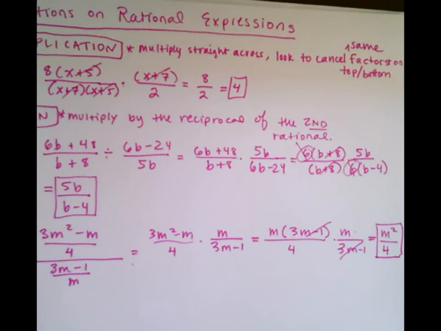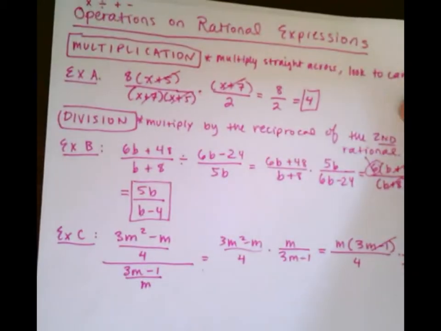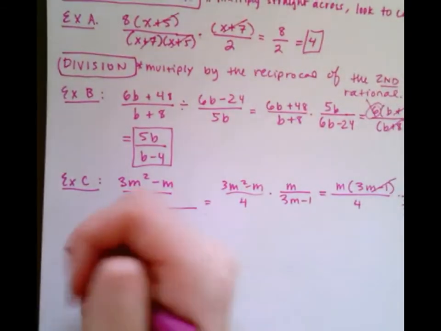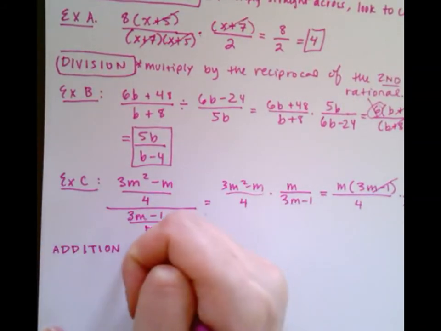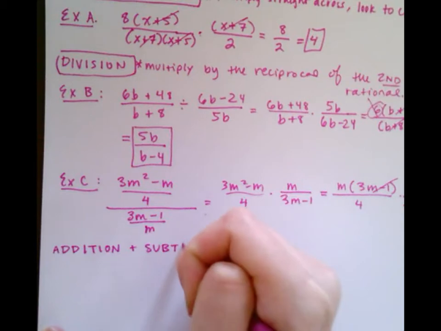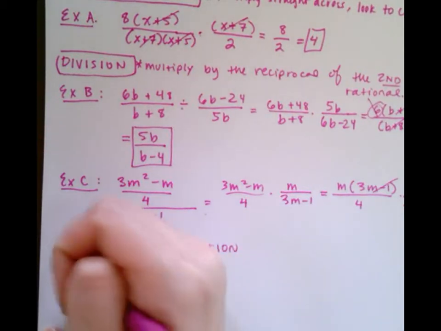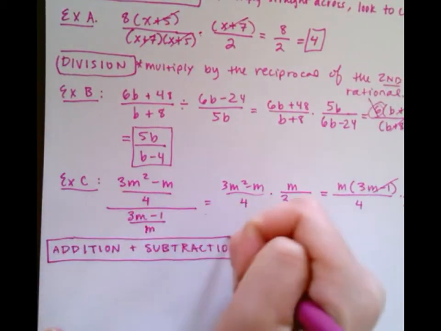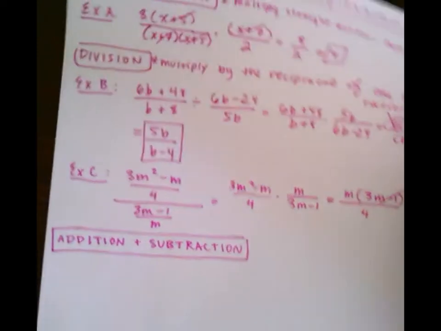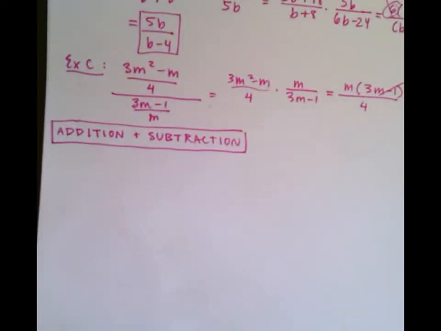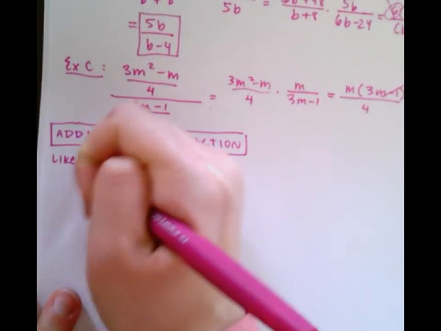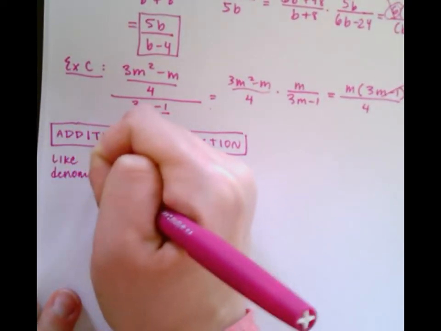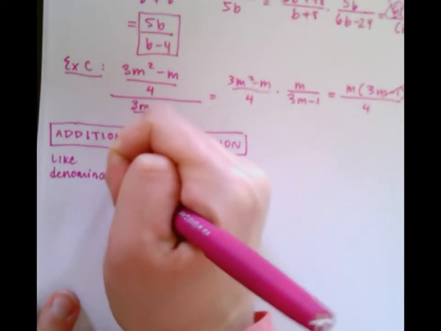Okay, so that's multiplication and division. Now I'm going to get into addition and subtraction, and I'm going to do those together because you do the same thing for both. I'm going to separate it into when we have common denominators and when we don't. So you're going to have to remember back to fractions. Sometimes you have like denominators, and that would make your lives a lot easier.